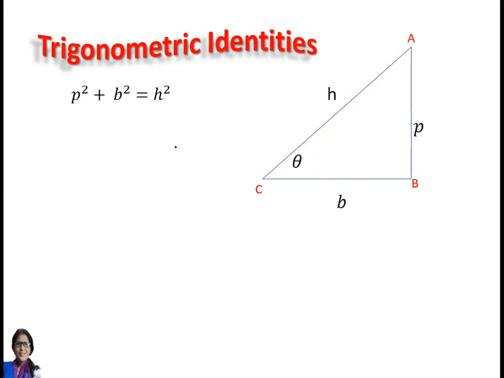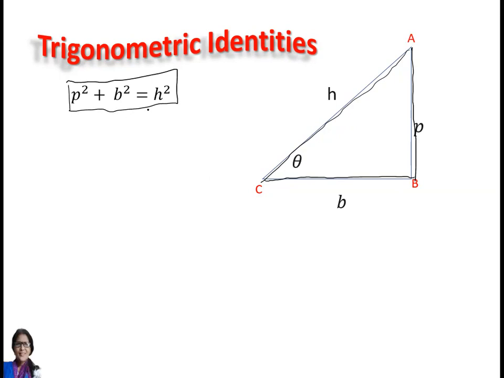For that, we should know the relation between the sides of the right triangle using the Pythagoras theorem. You know that p square plus b square is equal to h square. In a right triangle, the sum of the squares of the two sides is always the square of the hypotenuse. So this relation is very important here. Without this relation, we cannot prove identities.